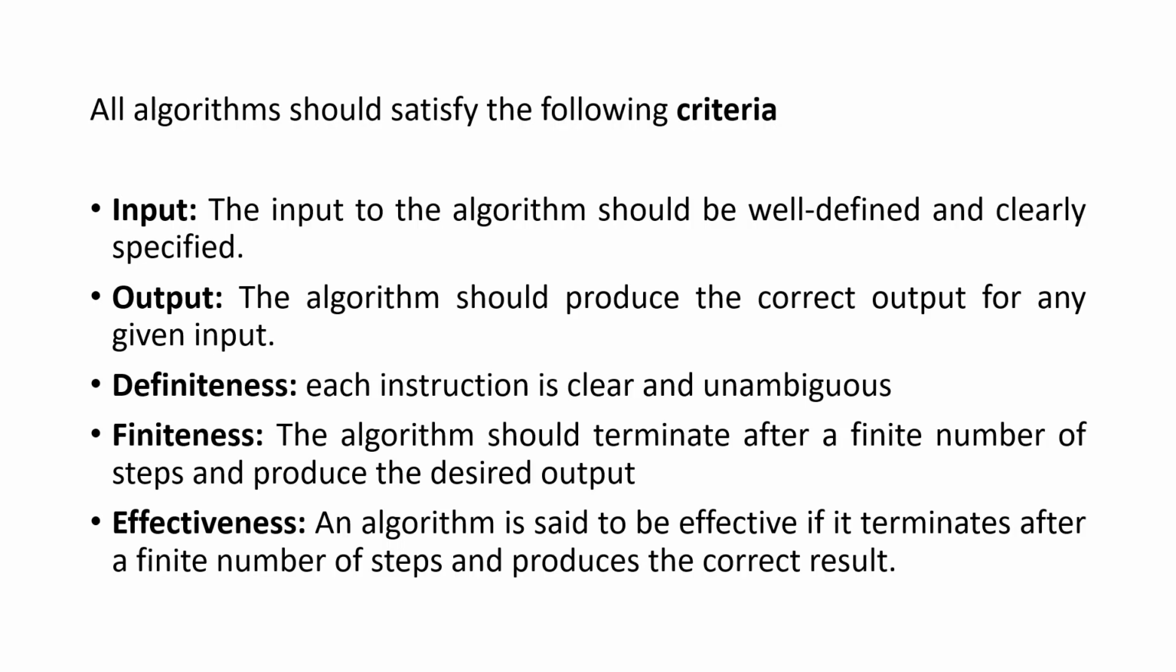The next criteria is effectiveness. This criteria refers to the property of an algorithm to produce the correct output for any given input, and it should be in a finite amount of time. An algorithm is said to be effective if it terminates after a finite number of steps and produces the correct result.